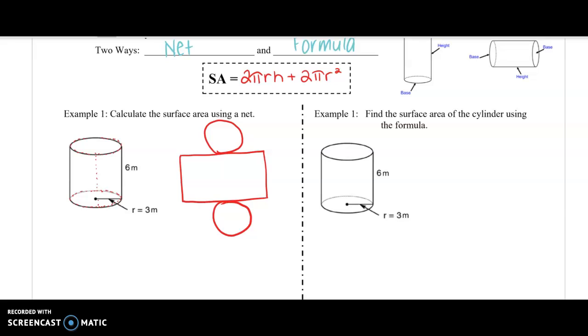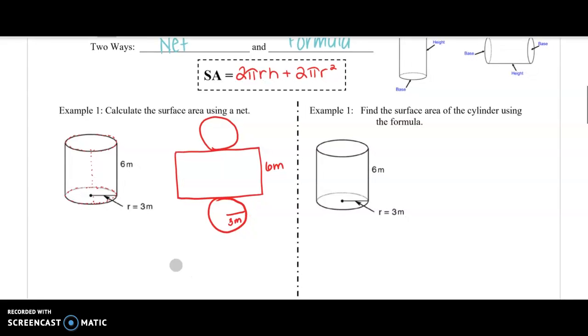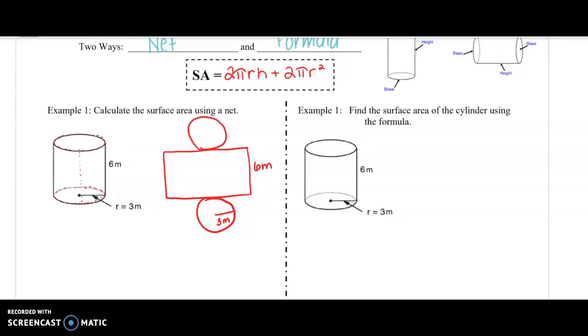Okay, this is our 6-meter height, and that's our 3 meters, the radius. Okay, so we're not going to go through and actually calculate it that way. I don't really like doing it that way, but I wanted you to at least see what it looked like. Okay, so we're going to use the formula in this example.